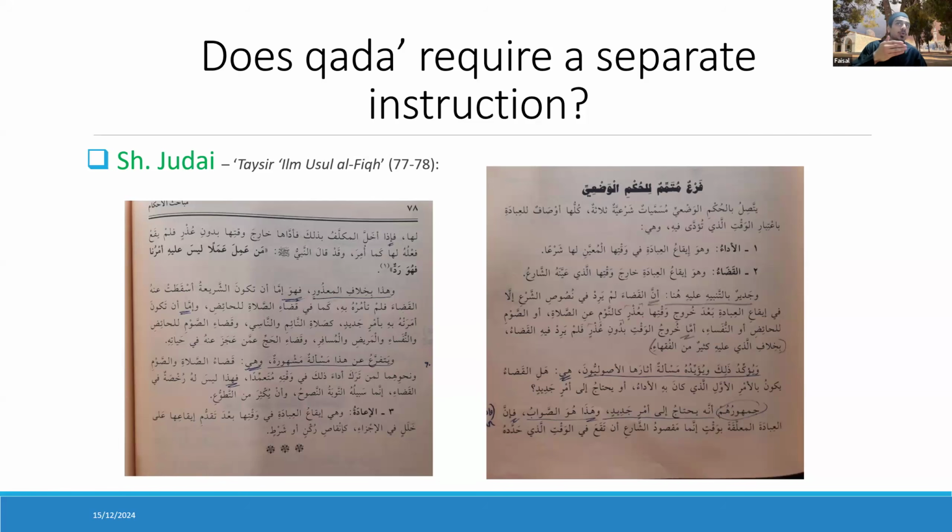And then he says, أما خروج الوقت بدون عذر فلم يرد فيه القضاء بخلاف الذي عليه كثير من الفقهاء. Now, as an explicit text, you don't find a separate legislation for qada of a particular action when missed without an excuse. That's basically what he's arguing.